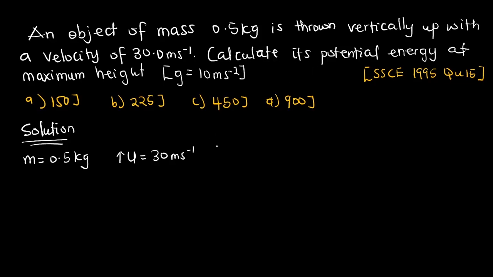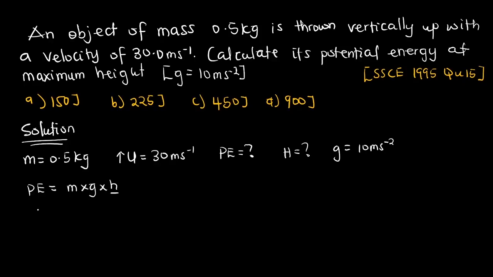We have to calculate the potential energy, which we do not know, at the maximum height. So we need to find the height first if we want to find the potential energy. We've been given gravity to be 10 meters per second squared. Potential energy is equal to mass times gravity multiplied by height. The height we don't know, the gravity we have, the mass we have. So the first thing we need to do is find the height.